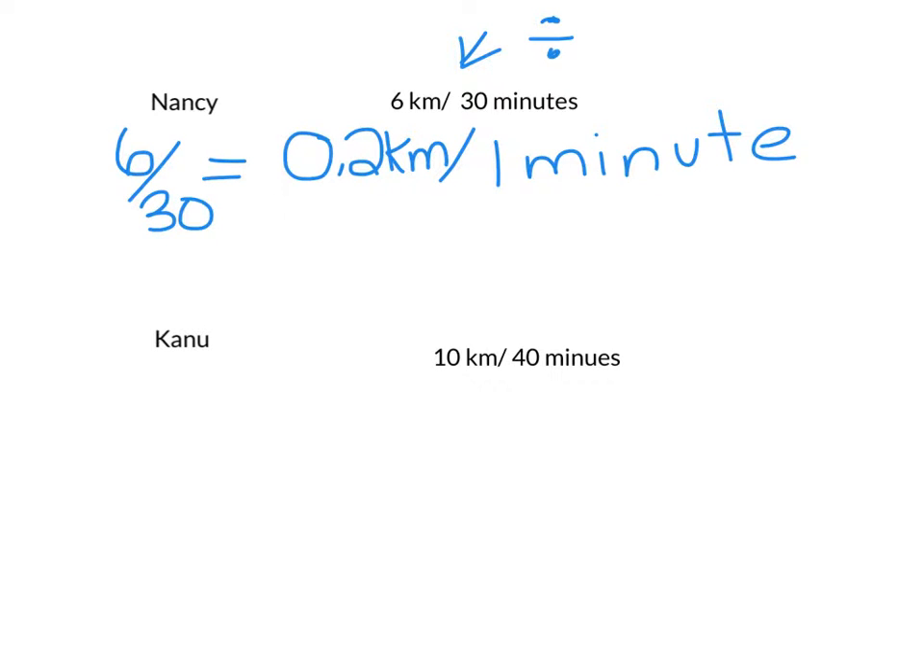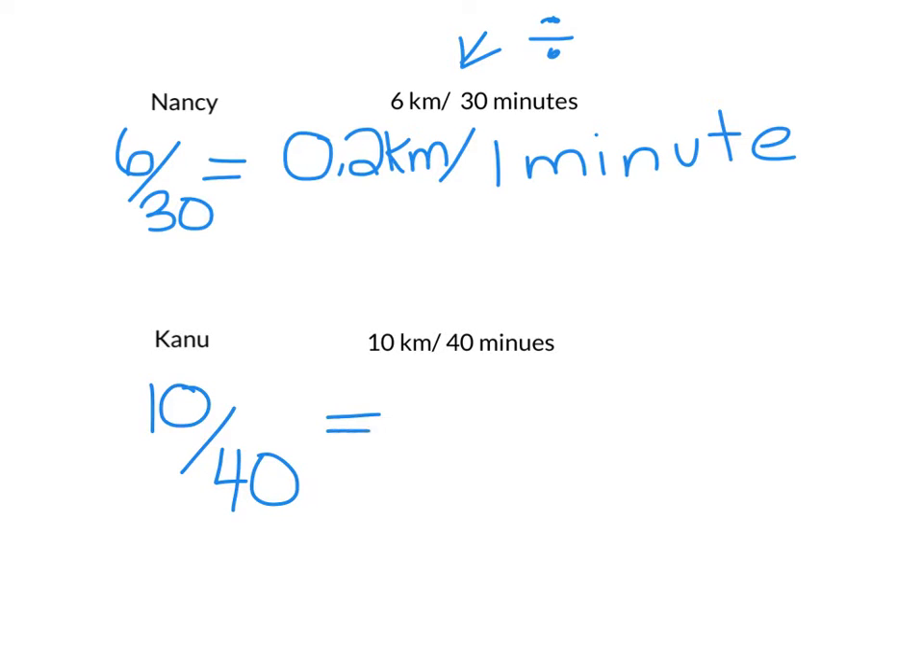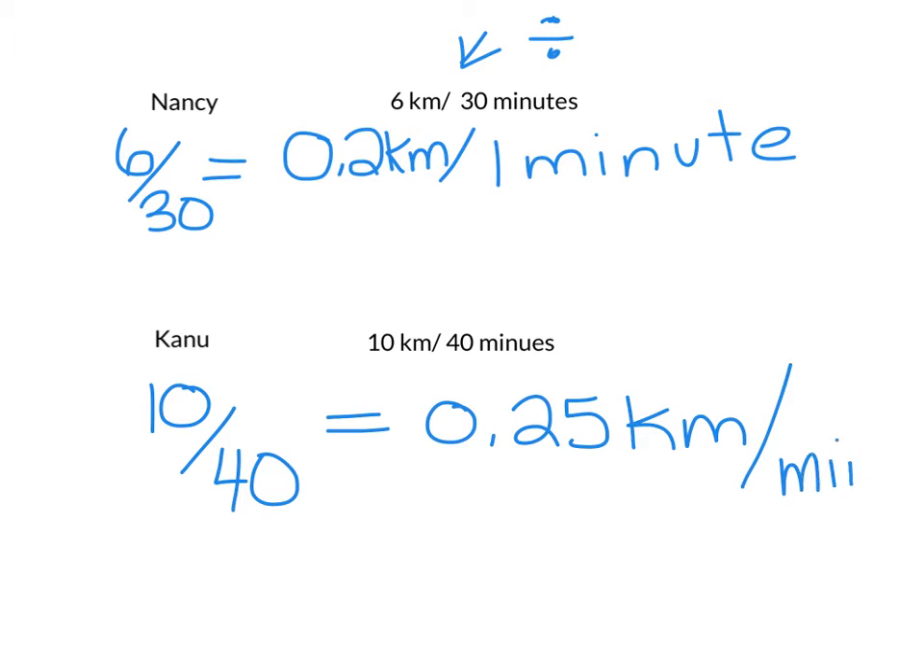So now we'll take a look at Canu, and he has 10 kilometers in 40 minutes. And so I will take 10 divided by 40. And that is 0.25 kilometers per 1 minute.